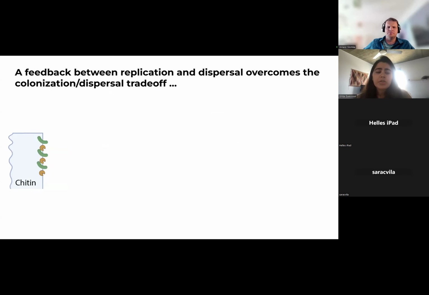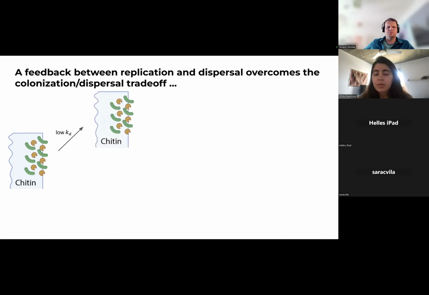Let me show you a picture. So we imagine that we have a chitin particle with some surface attached cells that are secreting enzymes that are stuck on these chitin particles. After some time, they're going to double, so replicate and double. So both the enzyme and the cell numbers will double. And let's consider two situations. One in which the detachment rate is low. So some of these cells are going to detach, and the remaining cells are going to be able to replicate with a certain rate, RS.